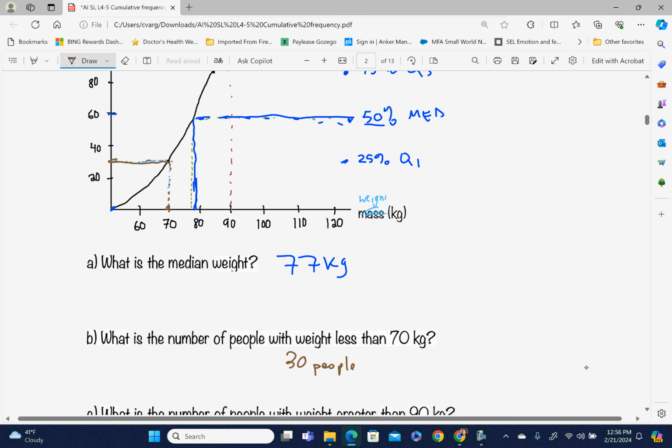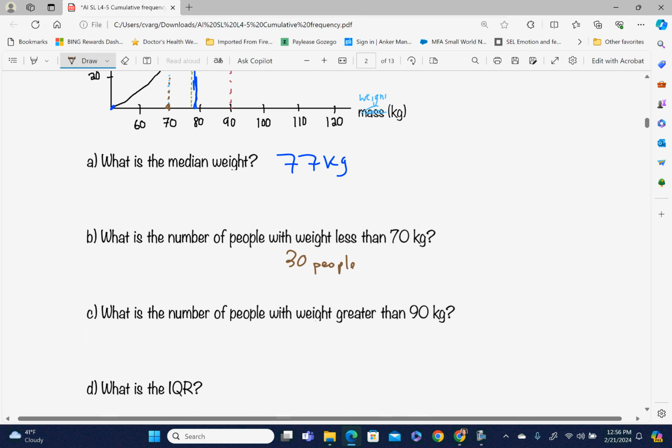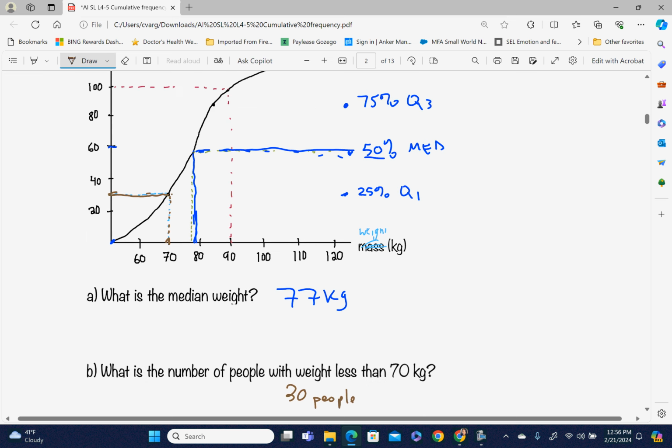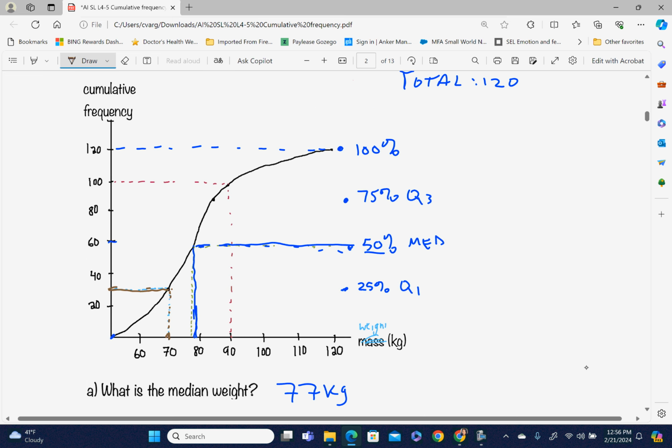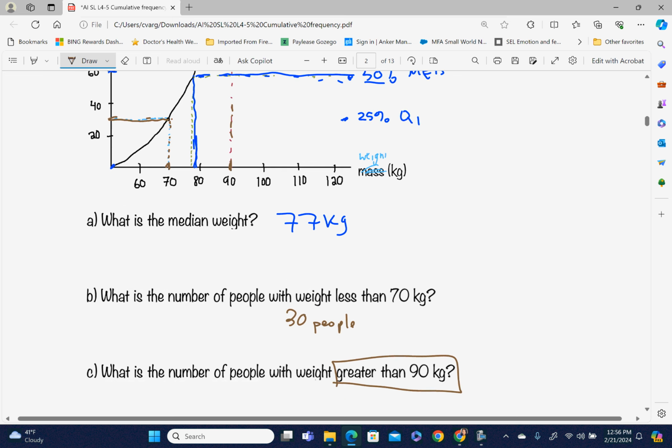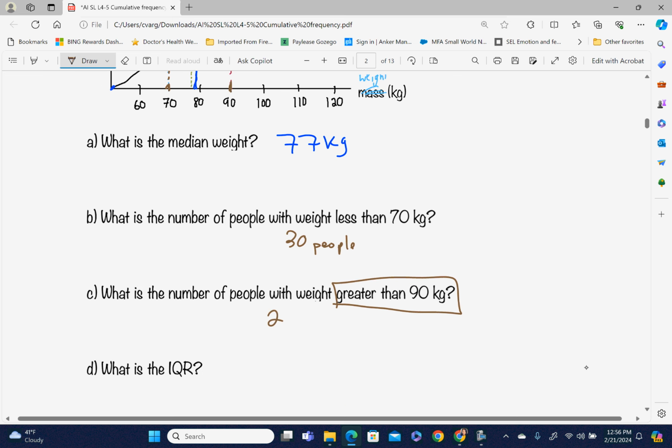All right, pretty straightforward. What is the number of people with weight greater than 90? Okay, so greater than 90. Let's see where 90 is, right? So 90 is here. We go up, we follow this line right up here, and that is 100. So greater than that, between 120 and 100, that's 20 people. So 20 people are going to have a weight greater than 90.